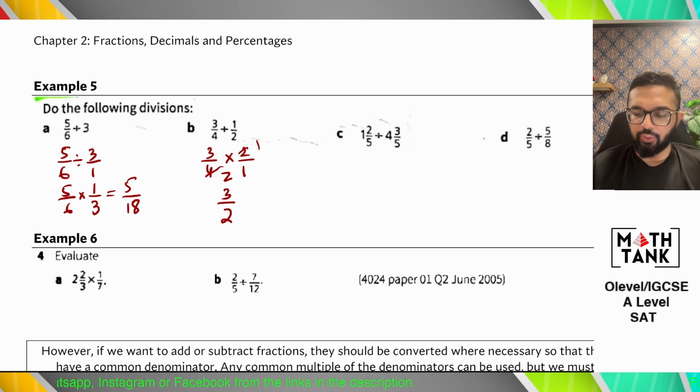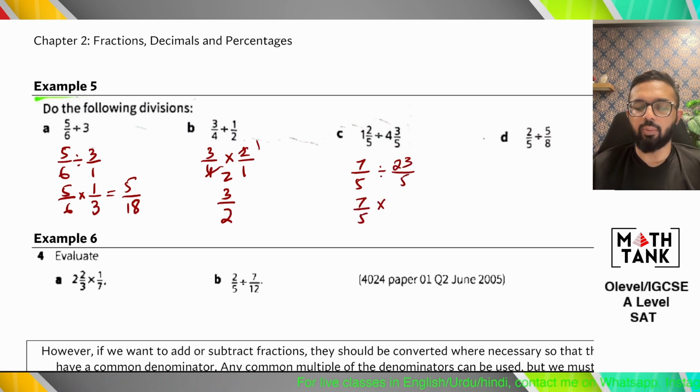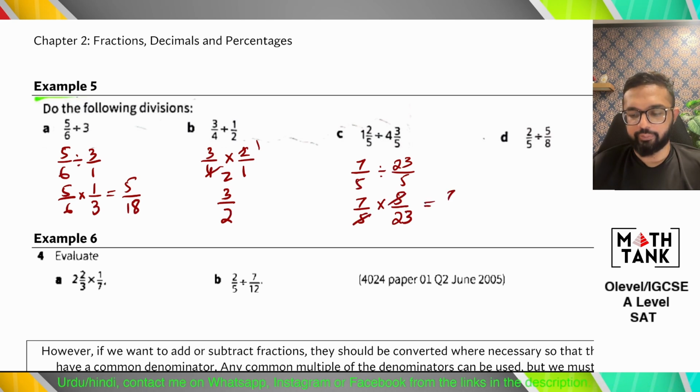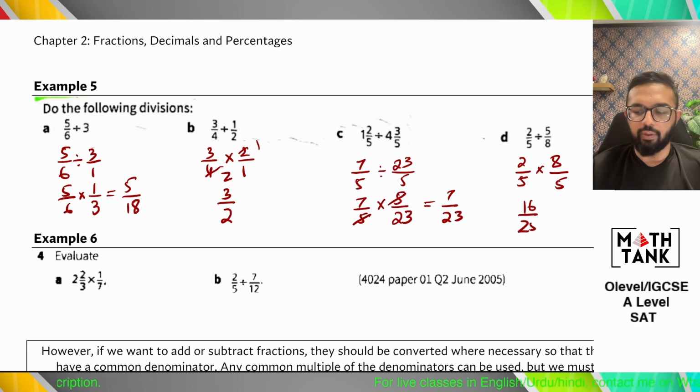Let's change these two mixed numbers first. 7 over 5 divided by 23 over 5. When I change the divide sign into a multiply, it's the fraction after the sign that gets the reciprocal. Okay, the last one is simple. So that gives me 16 over 20.